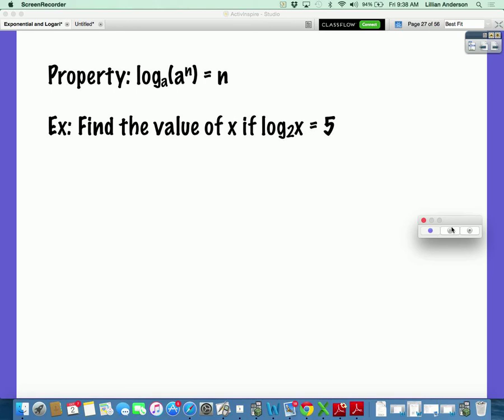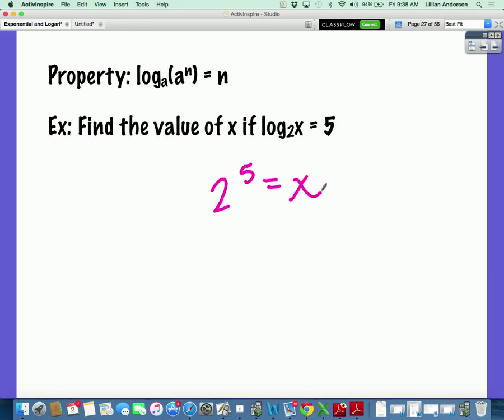When you are in examples like this, find the value of x. If log base 2 of x equals 5, you can still write it in exponential form. How would this be written in exponential form? 2 to the 5th equals x. So it can be used to solve logarithmic equations. And what's x going to equal? 32. And there's your answer. So you can use that feature of going from logarithmic form to exponential form to solve logarithmic equations. Whiteboards.